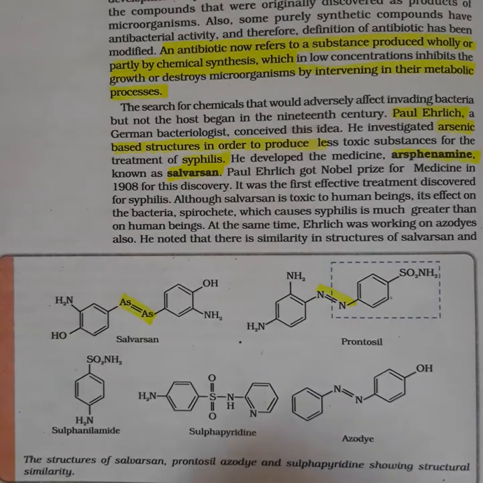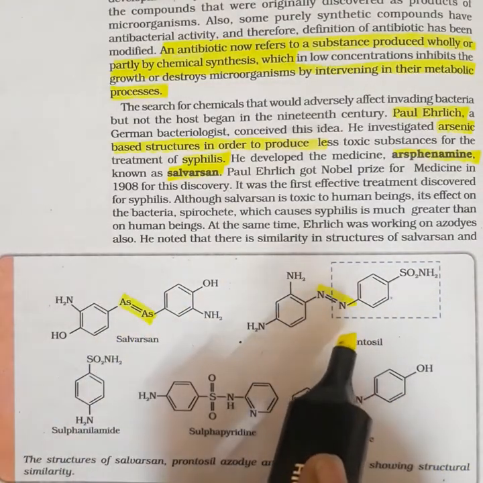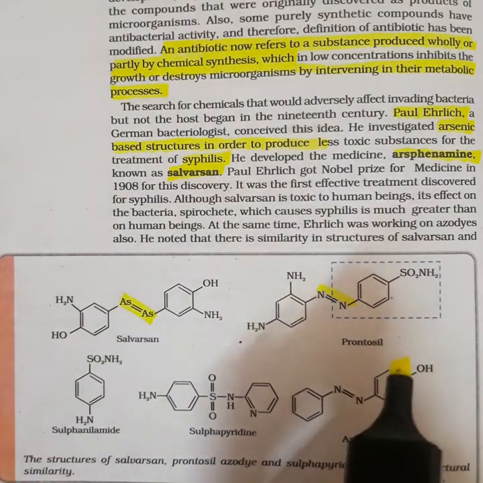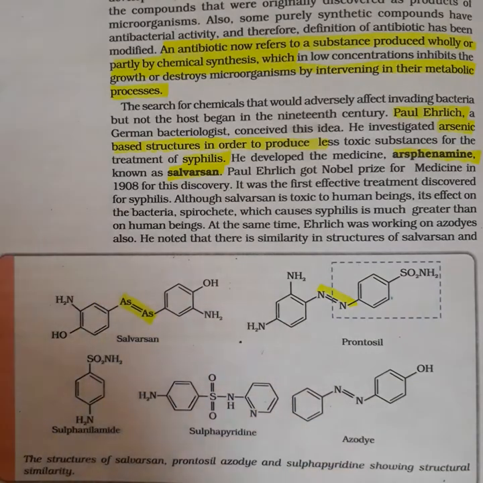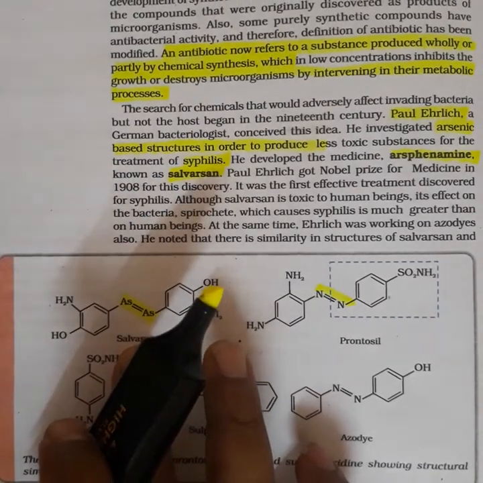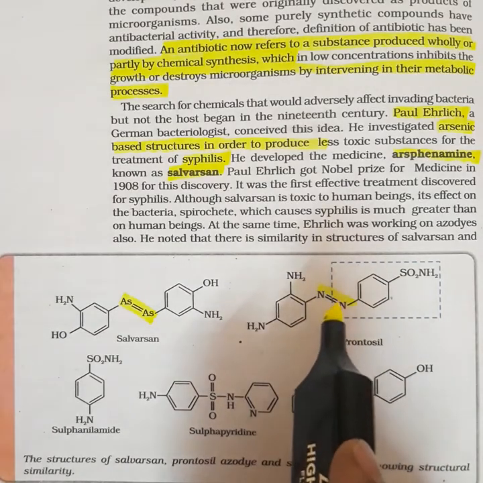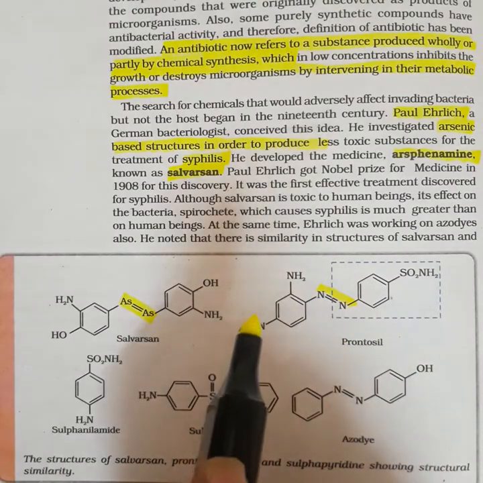The structure of Salvarsan and Prontosil is almost similar, but arsenic is replaced by nitrogen and some structure modification has taken place. Based on his study of azo dyes, he came to know that some of the azo dye containing compounds show structural similarity with Salvarsan, and he tried to produce some agents which are structurally similar to Salvarsan, and found that Prontosil is one of the nitrogen containing compounds which can be used in the treatment of syphilis.